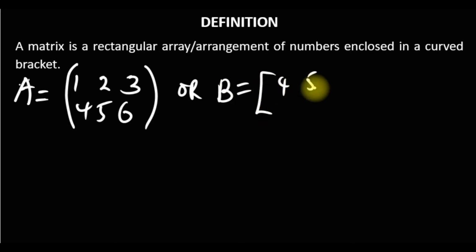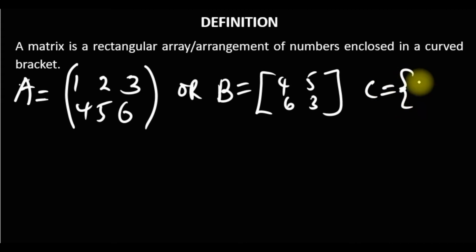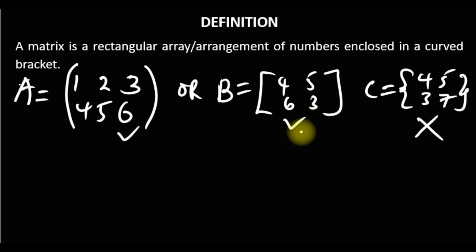Maybe 4, 5, 6, 3. So this is also a matrix, but this is not a matrix. Maybe if you have 4, 5, 3, 7. So this is not a matrix. These two are matrices. So that's it. Whenever you see numbers arranged in that form, that's a matrix.